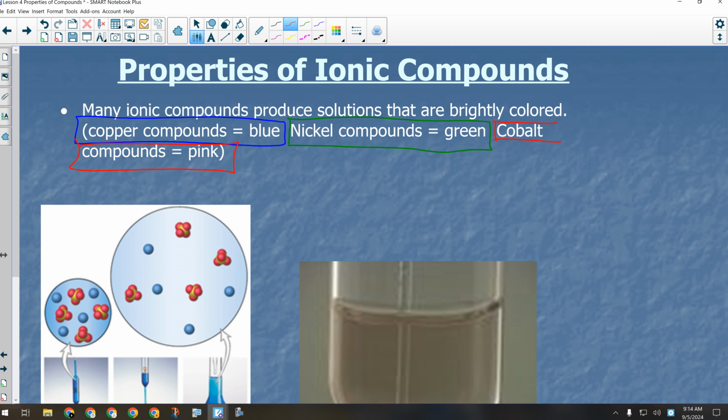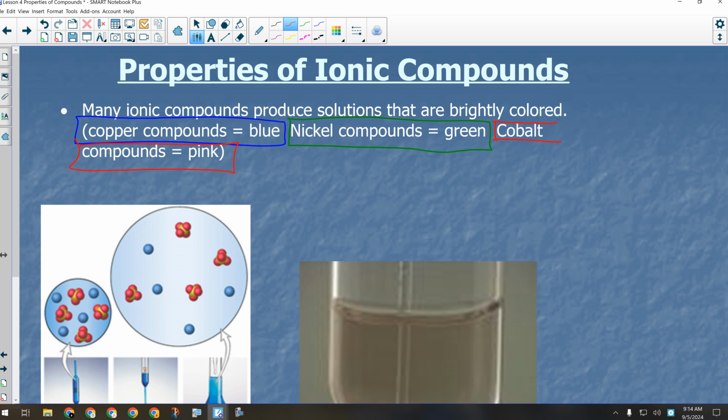cobalt-containing compound. Now, are there exceptions to those rules? Not for these. All copper-containing compounds are blue. All nickel-containing compounds are green. But there are other elements that can produce those colors as well. Some iron-containing compounds are orange. Some iron-containing compounds are green. There's no hard rule for the color of iron. There are hard rules for cobalt, nickel, and copper.